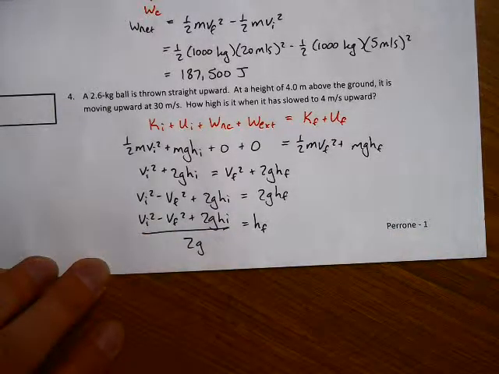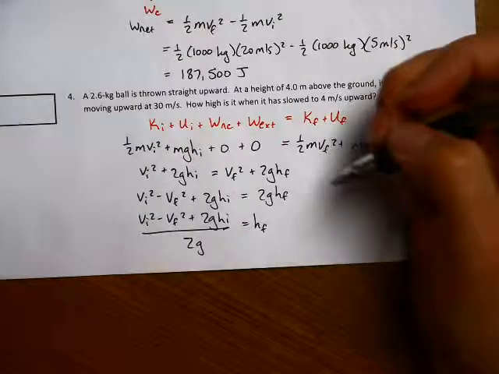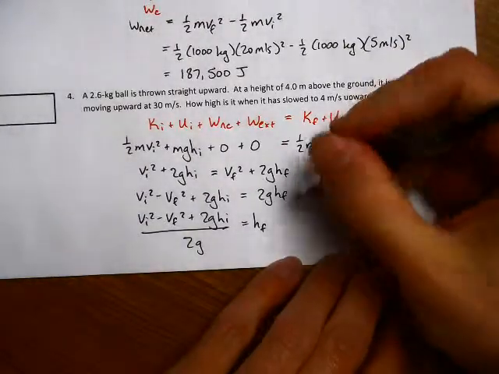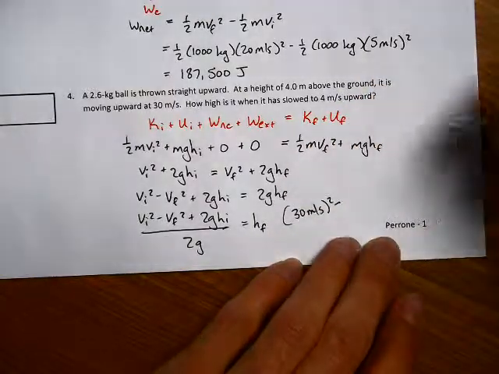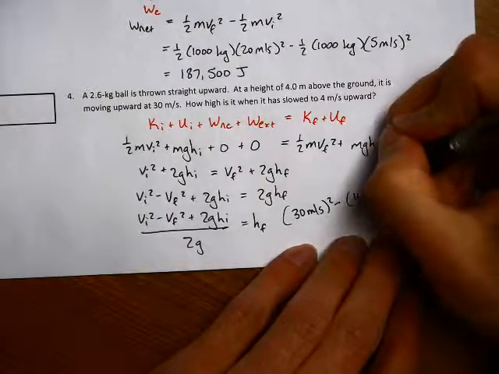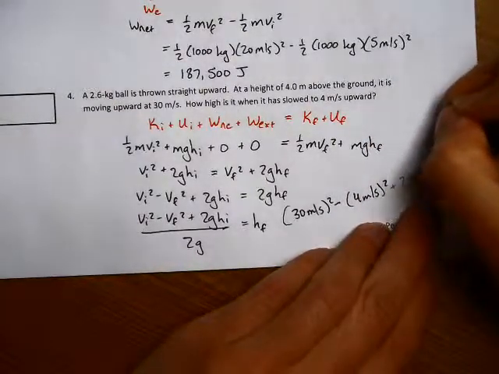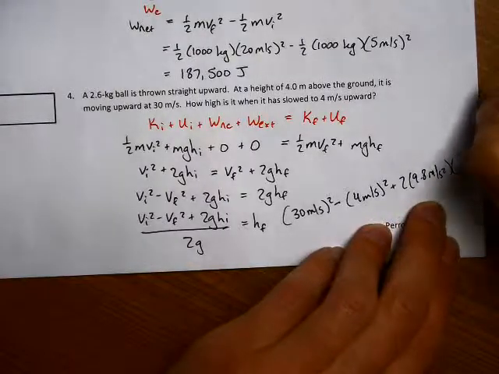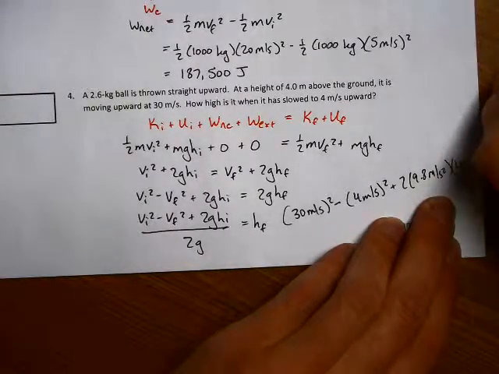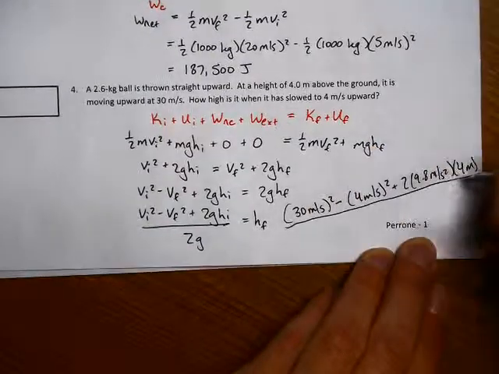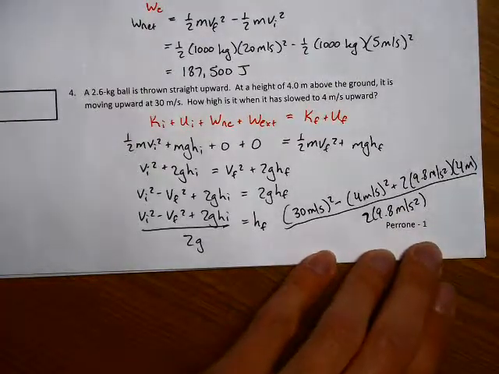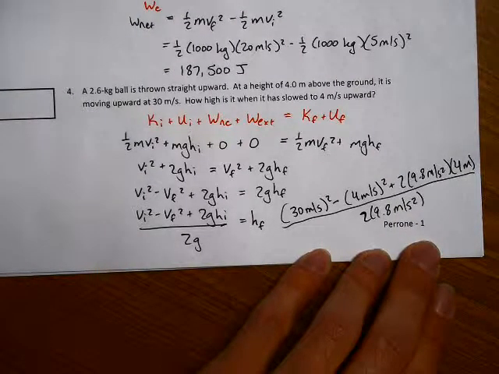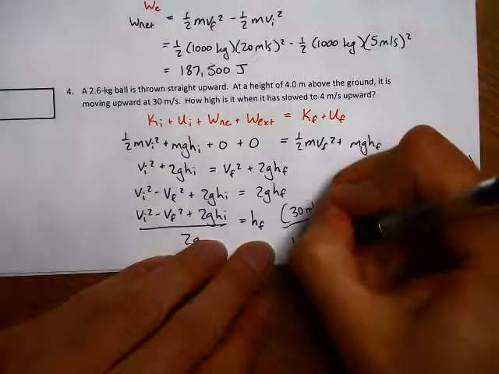Substituting into this expression, we have initial speed squared, which is 30, minus final speed squared, which is 4, plus 2 times 9.8 meters per second squared, times my initial height, which is 4. All of this divided by 2 times 9.8 meters per second squared. This equals 49.10 meters. That is my final height.